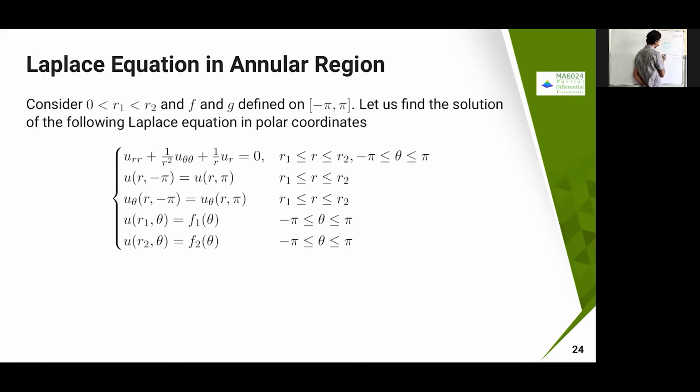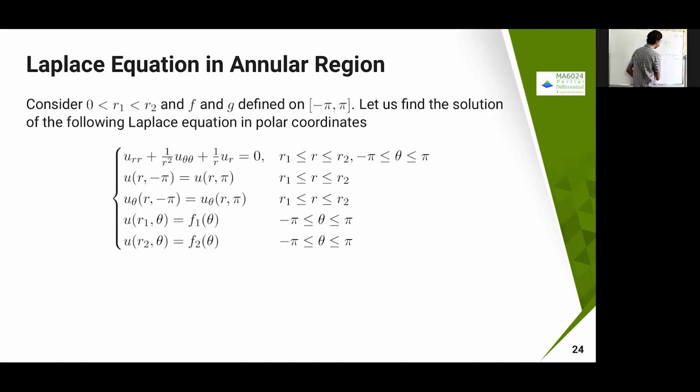So this problem is defined on r1 less than or equal to r less than or equal to r2. So here it is defined this way. Then I define other conditions. So u of r comma minus pi equal to u of r comma pi, I'm going to take. Okay, this is the problem which I'm going to consider. And then u of r2 comma minus pi equal to u of r2 comma pi, and similarly for all the rest of it.